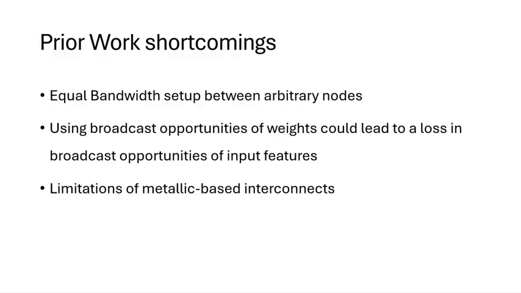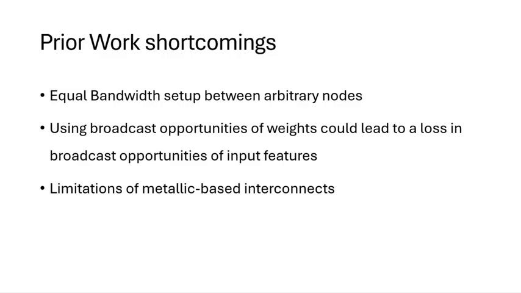Prior work shortcomings for the previous aforementioned research are that equal bandwidth setup between arbitrary nodes, equal distribution of bandwidth, can lead to unnecessarily high implementation costs and energy overhead. Using broadcast opportunities of weights can lead to a loss in broadcast opportunities of input features. Simultaneous broadcast of input features and weights is feasible thanks to the orthogonal scale chiplet and cross-chiplet broadcast capabilities, allowing for broadcast of both weights and input features without sacrifice of either data type.